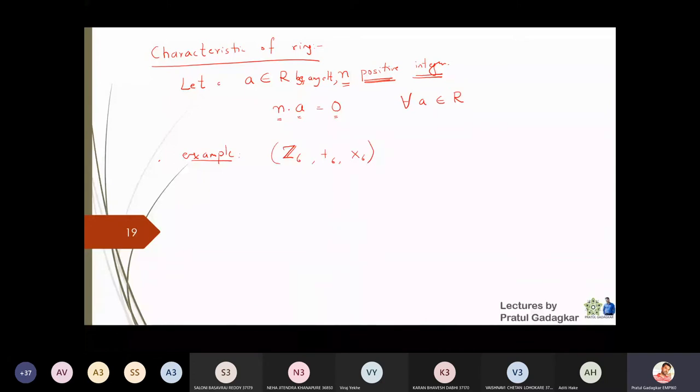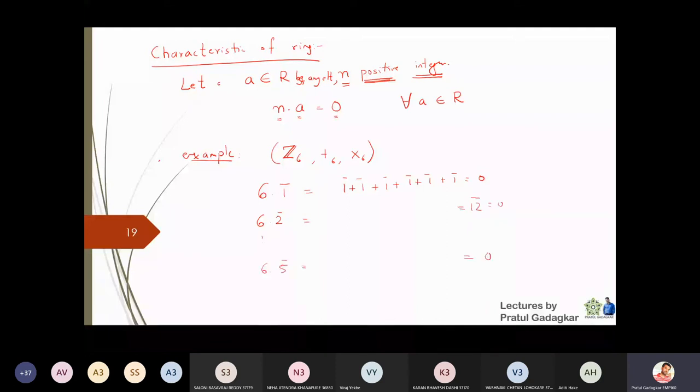We know that in Z6, if I multiply 6 by 1 bar, 6 by 2 bar, what is the meaning of 6 by 1 bar? It means 1 bar will be added 6 times in Z, and this will become 0. So 6 by 2 bar, this will be 1 plus 1 plus 1 plus 1, which is 12 bar, and that will become 0. So if I multiply 6 with all the elements of Z6, I'm going to get 0.